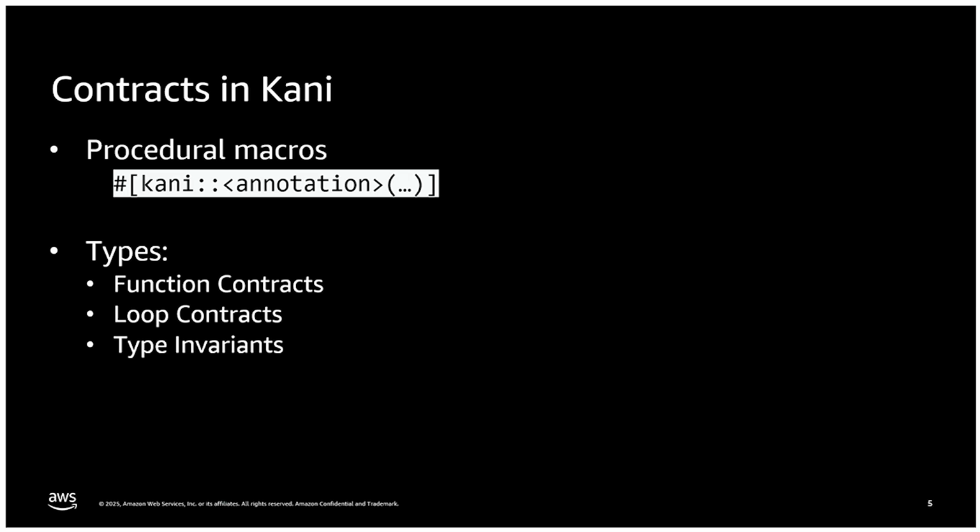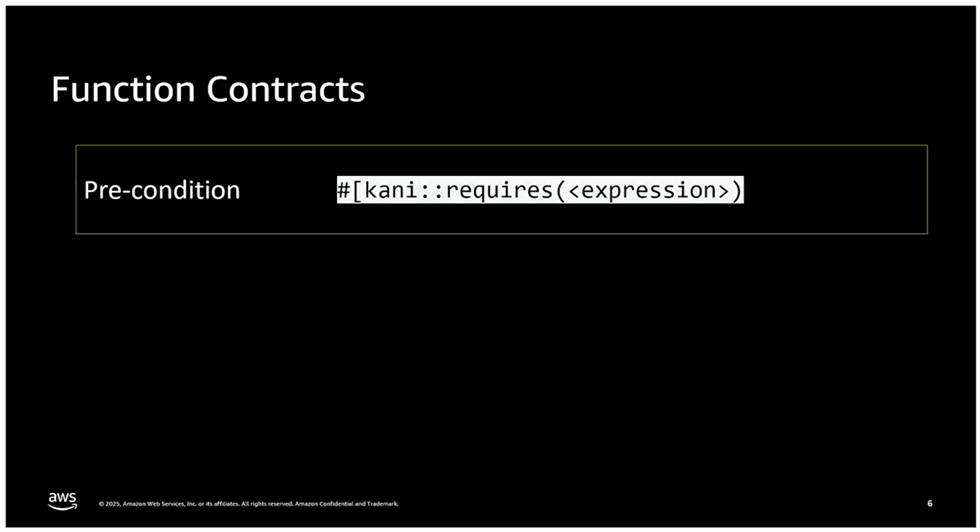So in terms of contracts in Kani, contracts are implemented like in many other tools as procedural macros. That's usually the most ergonomic way of allowing the user to specify them in their code. The current types of contracts that we support are function contracts, loop contracts, and type invariants. I'm going to go through each of them in more detail.